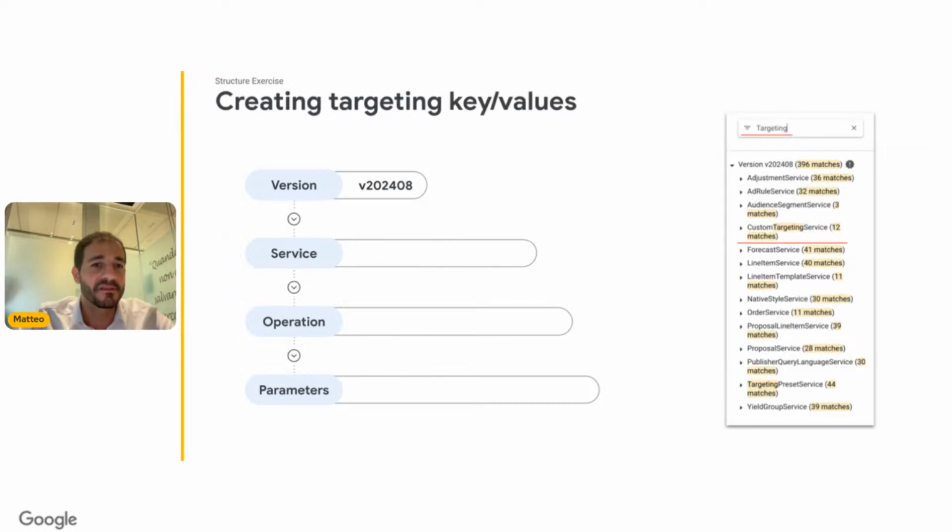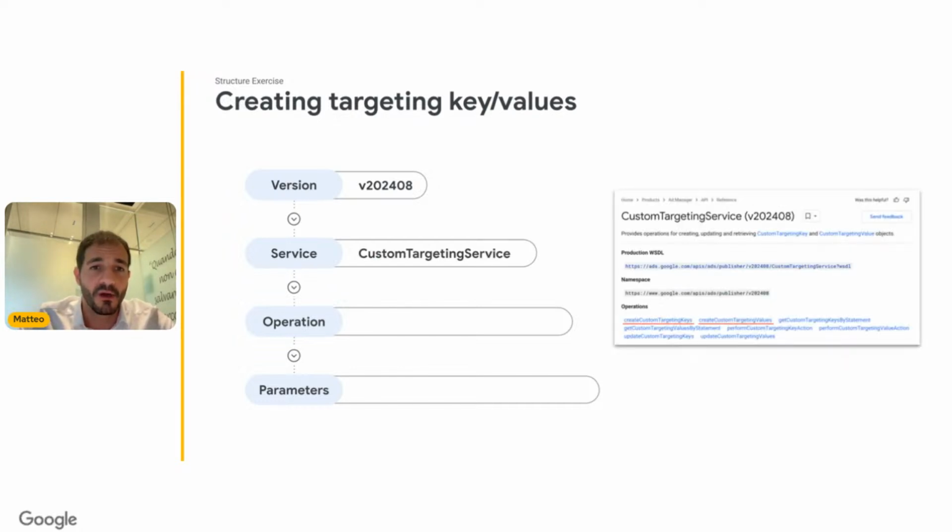I'll go very quickly through another example. What if we want to create a new pair of key values? Again, I can filter in the reference page. There's a little filter dropdown, and you can start looking for targeting, because generally speaking, custom targeting is what we're looking at. You will see there's a thing called custom targeting service, again highlighted in red. Probably that's the one we want to use. So we're going to click on it, and we're going to see what the operations potentially are.